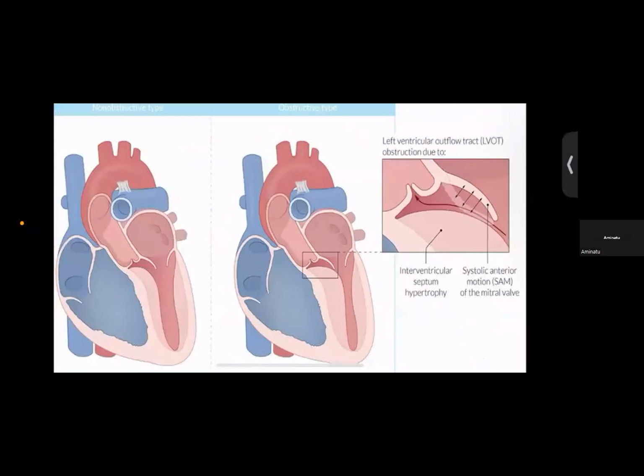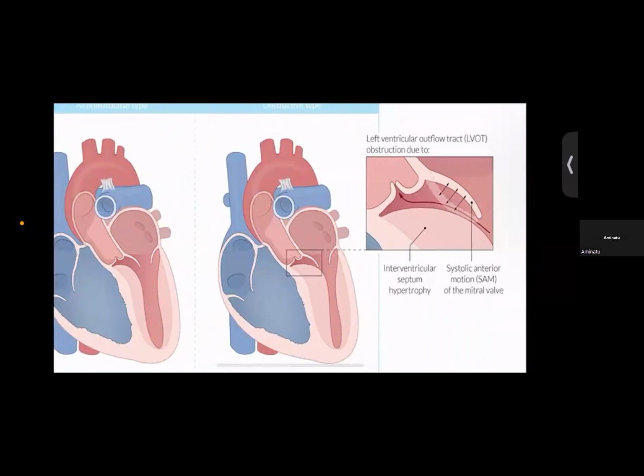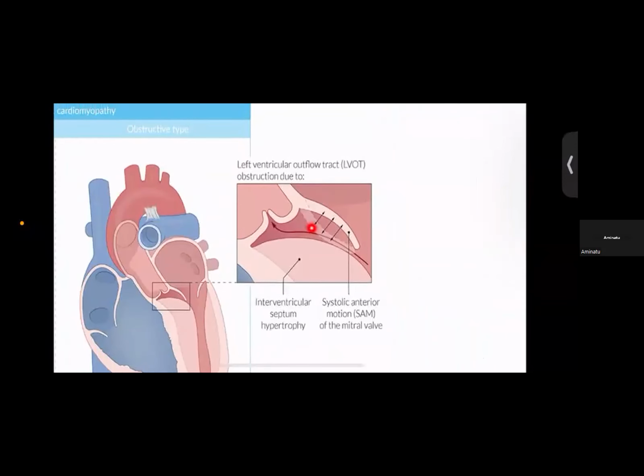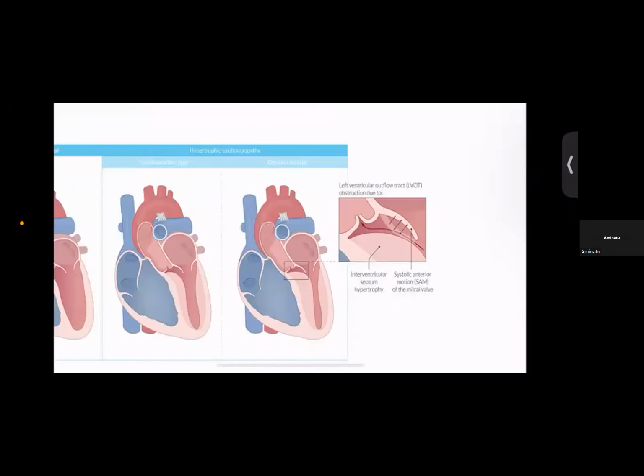And if you can see a pinched-out image here, it is showing the left ventricular outflow tract. And then this is the hypertrophied interventricular septum. And then this is the mitral valve. So with contraction, this is showing the Venturi effect. The contraction causes the mitral valve to move towards the septum. Moving towards the septum will cause more obstruction in this place, which is the outflow tract. So that's what causes the obstructive type of HCM.